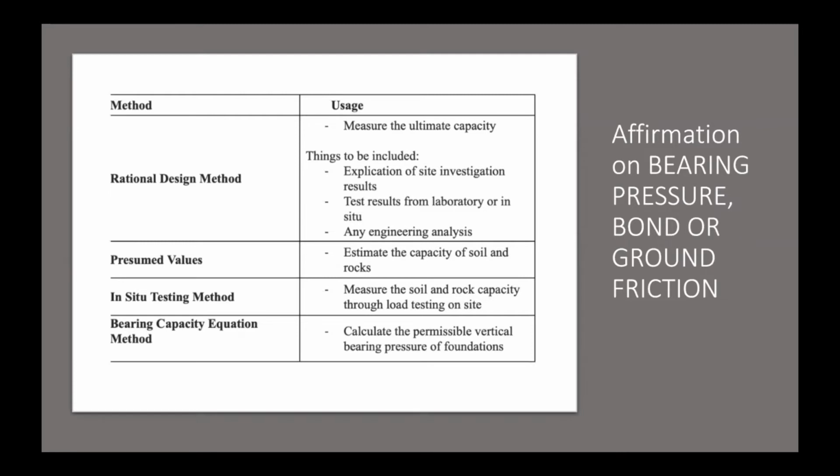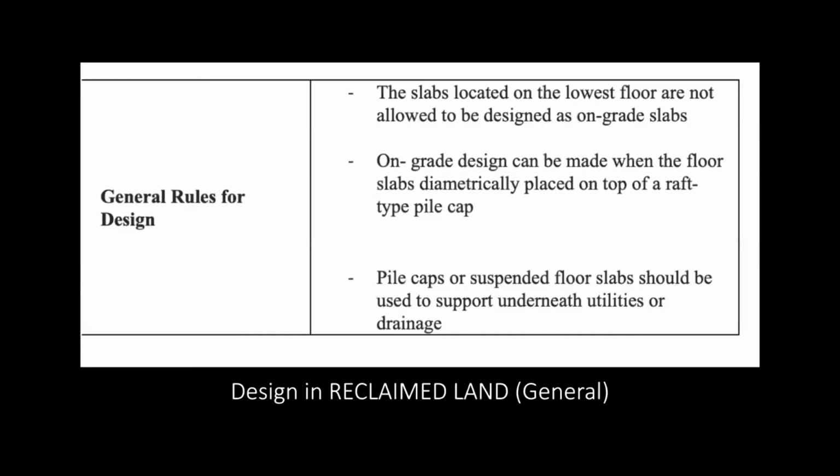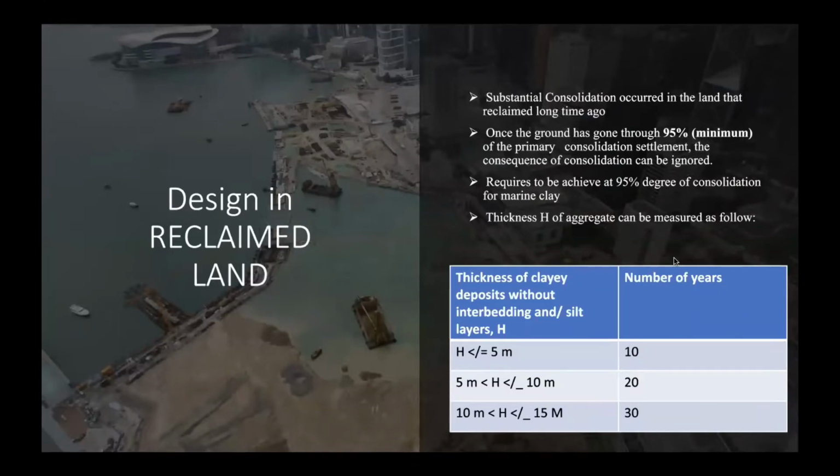Different types of land demand different design requirements. First, for reclaimed land, here are the general design rules. For example, the slabs located on the lowest floor are not allowed to be designed as on-grade slabs. Indeed, for land which was reclaimed a long time ago, substantial consolidation might still be occurring. Special treatment should be made. For example, owing to the loss of consolidation assessment, the years required after reclamation need to achieve a 95% degree of consolidation for marine clay. The thickness can be measured as follows.